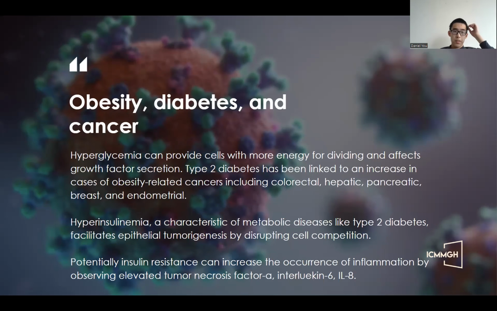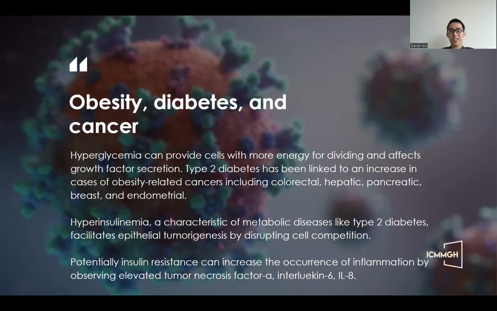So, the link between obesity, diabetes, and cancer. Hyperglycemia can provide cells with more energy for dividing and affect growth factor secretion. Type 2 diabetes has been linked to an increase in cases of obesity-related cancers, including colorectal, hepatic, pancreatic, breast, and endometrial.